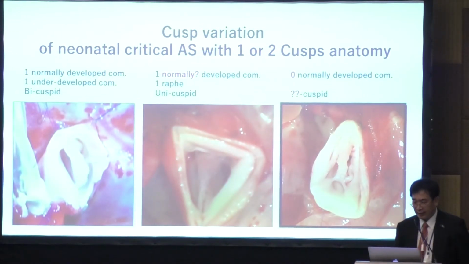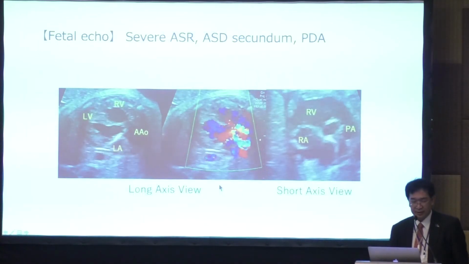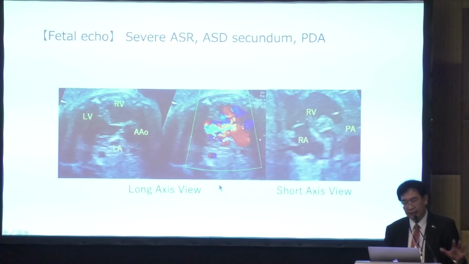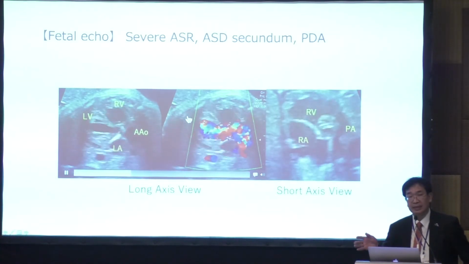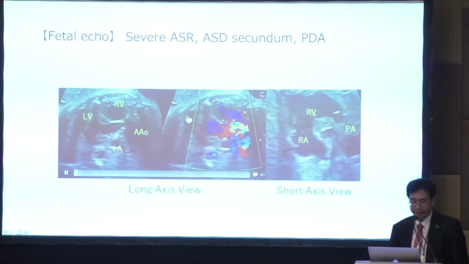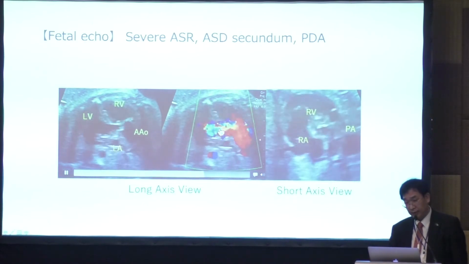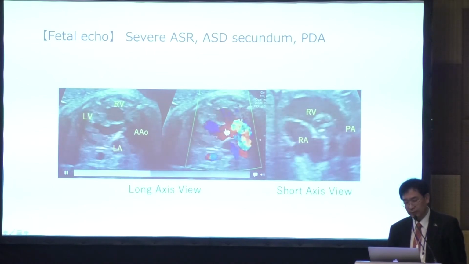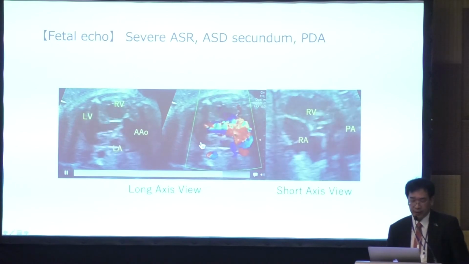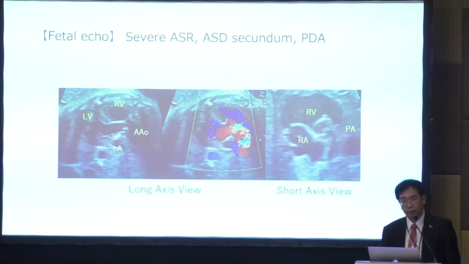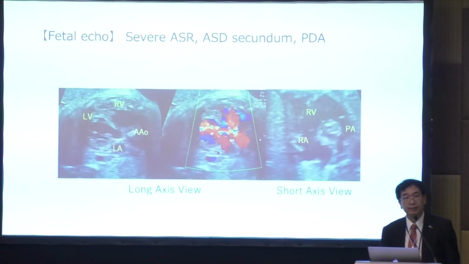The third one is no cusp or very underdeveloped aorta. This patient had been diagnosed in the fetal period with severe aortic stenosis and regurgitation. Yeah, this one is a fetal echo. Oh, this one is S and R. So we thought this patient would have hydrops and die.